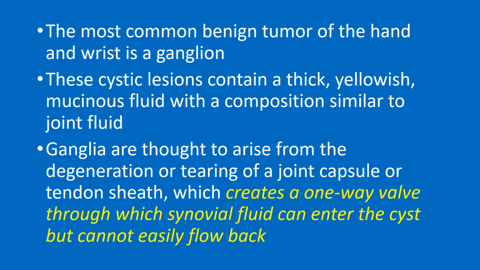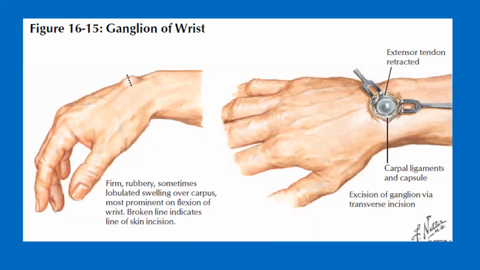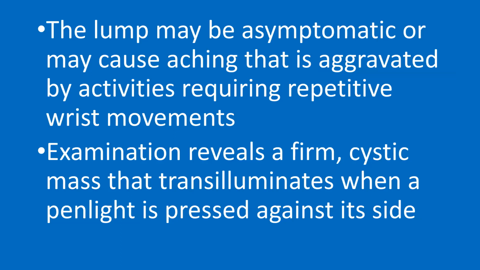This shows the most common area for a cyst to occur: the scaphoid-lunate area on the dorsal aspect of the wrist. The lump may be asymptomatic or may cause aching that is aggravated by activities requiring repetitive wrist movement. Examination reveals a firm cystic mass that transilluminates when a penlight is pressed against its side.